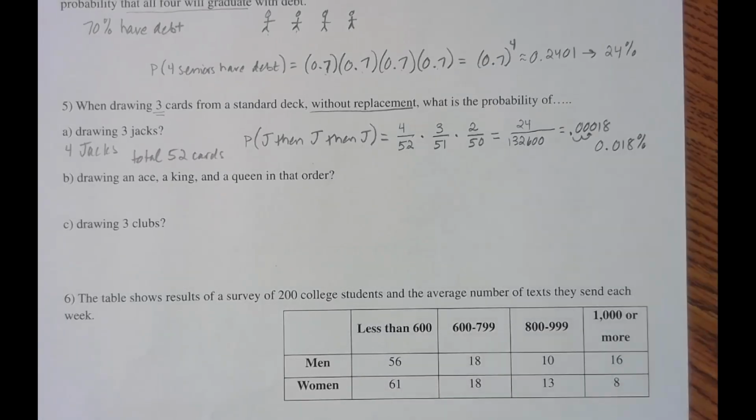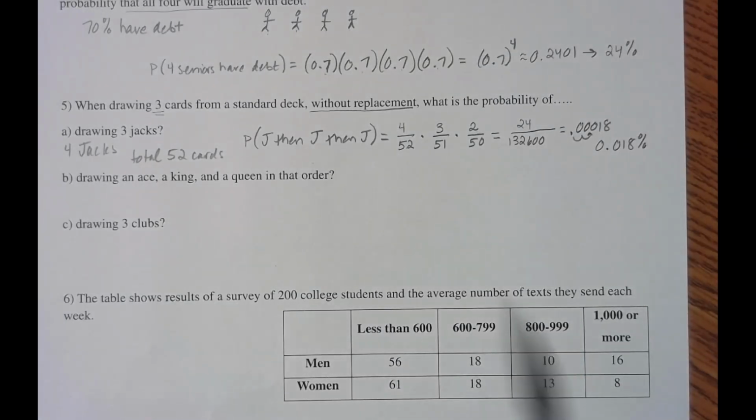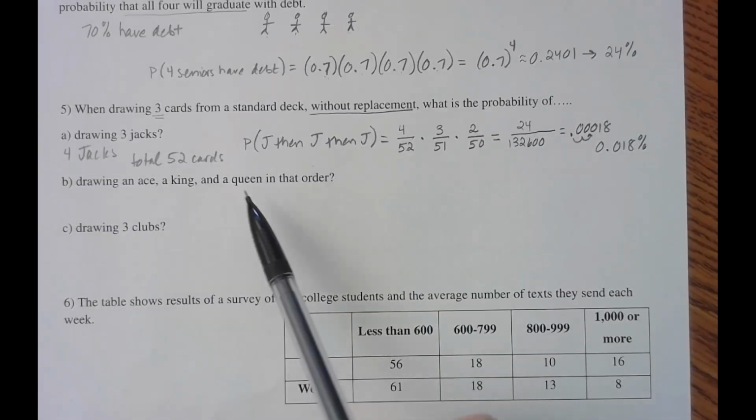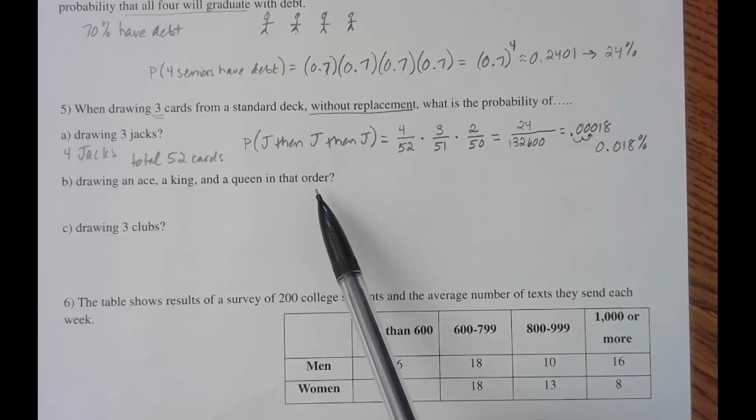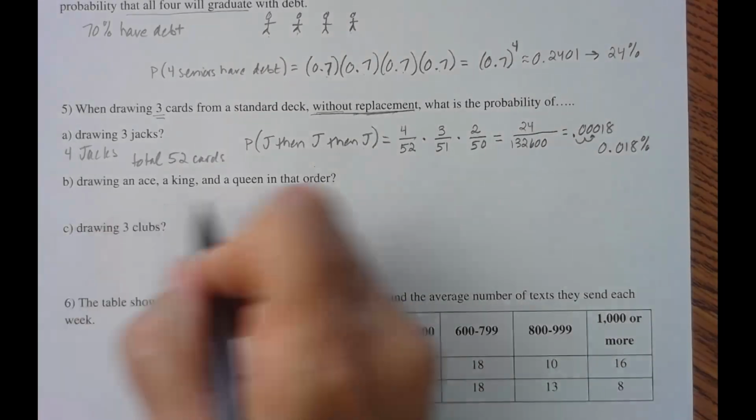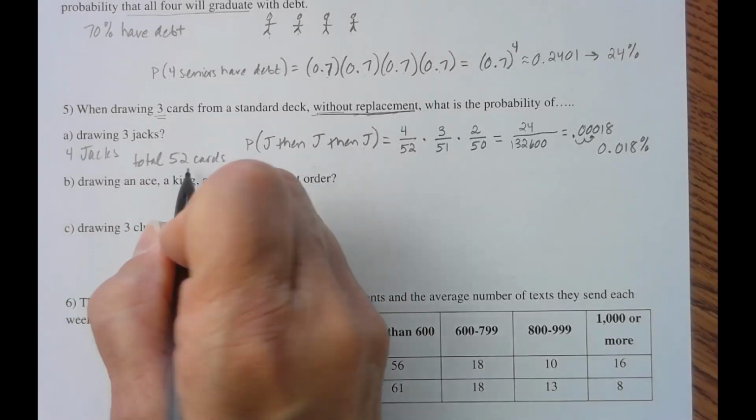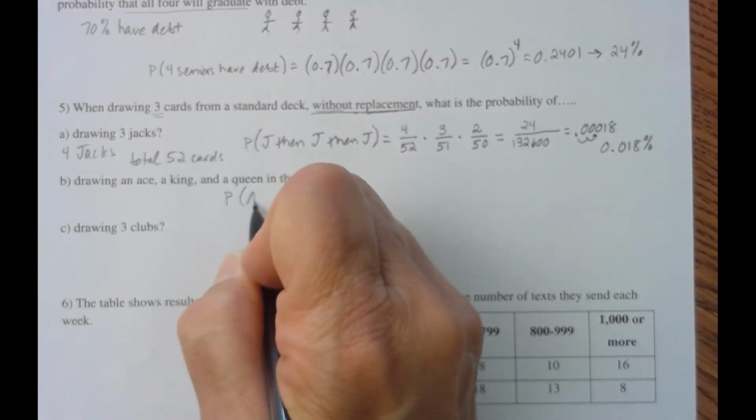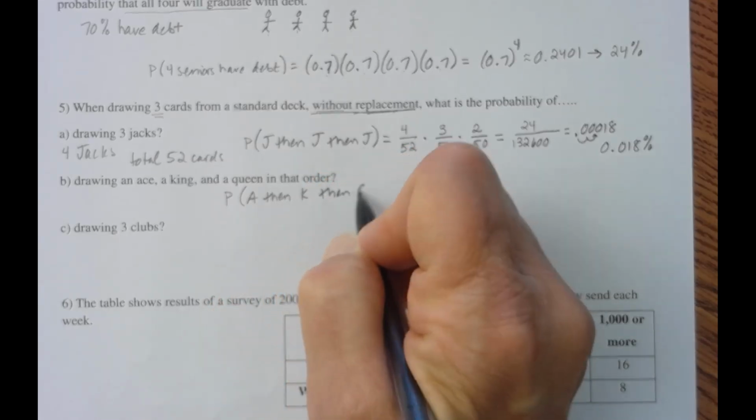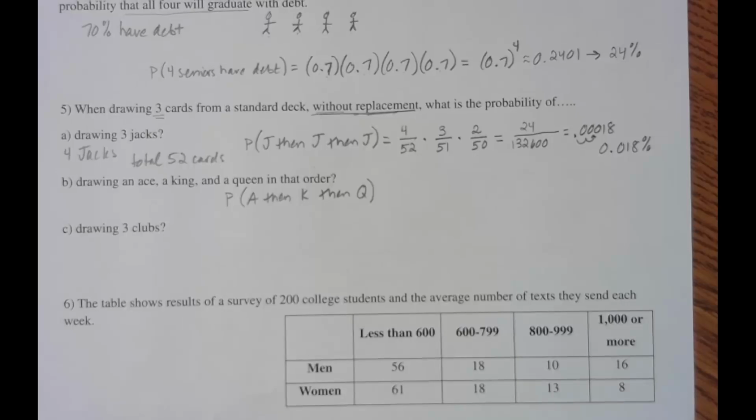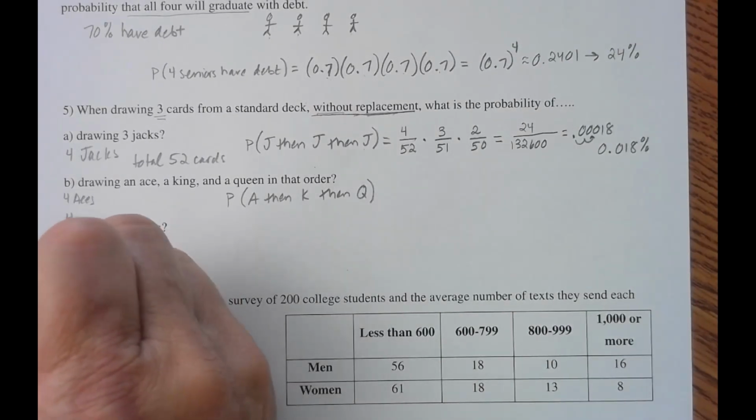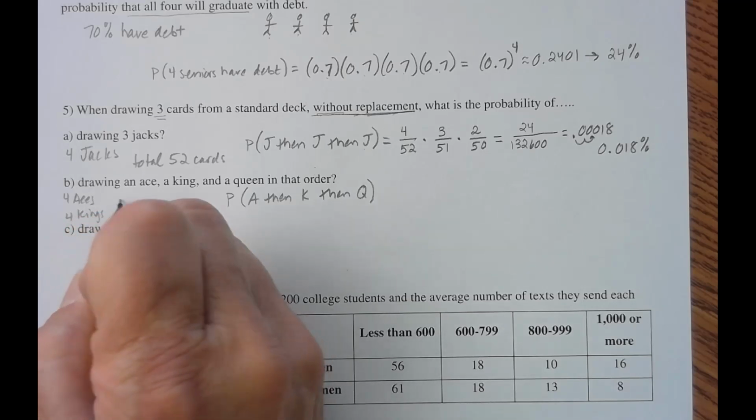Not very good chances. All right, put those 3 cards back, and we're going to find the probability of drawing an ace and a king and a queen in that order without replacement. So each time you draw, you're going to hold on to that card. All right, so we still have a total of 52 cards. Probability of drawing an ace, then a king, then a queen. Keep in mind, in your deck, there are 4 aces, 4 kings, and 4 queens.